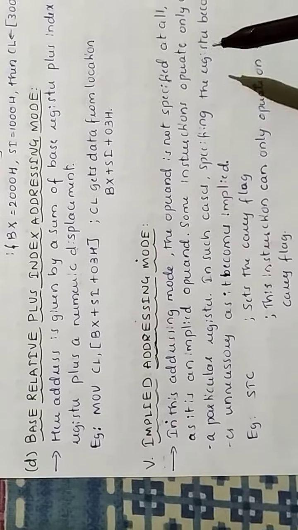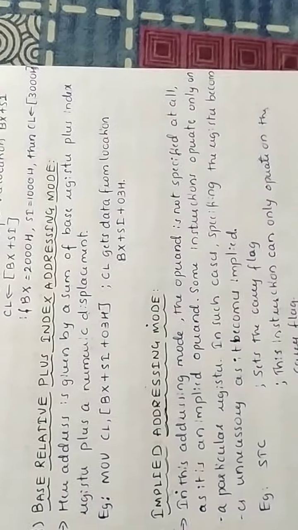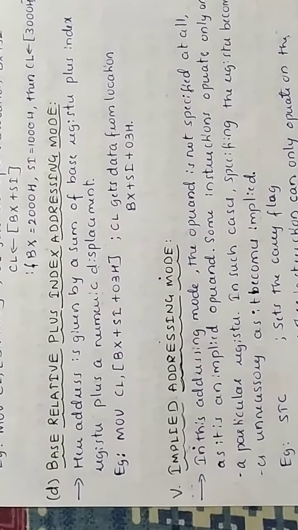Then the fifth one is implied addressing mode. In this addressing mode, the operand is not specified at all, as it is an implied operand. Some instructions operate only on a particular register. In such cases, specifying the register becomes unnecessary and it becomes implied. For example, STC only sets the carry flag. This instruction can only operate on the carry flag.